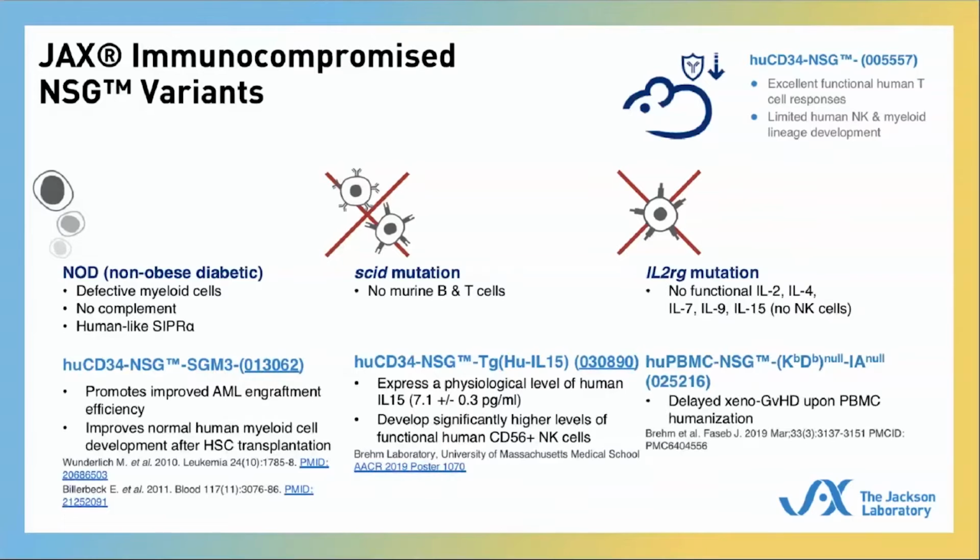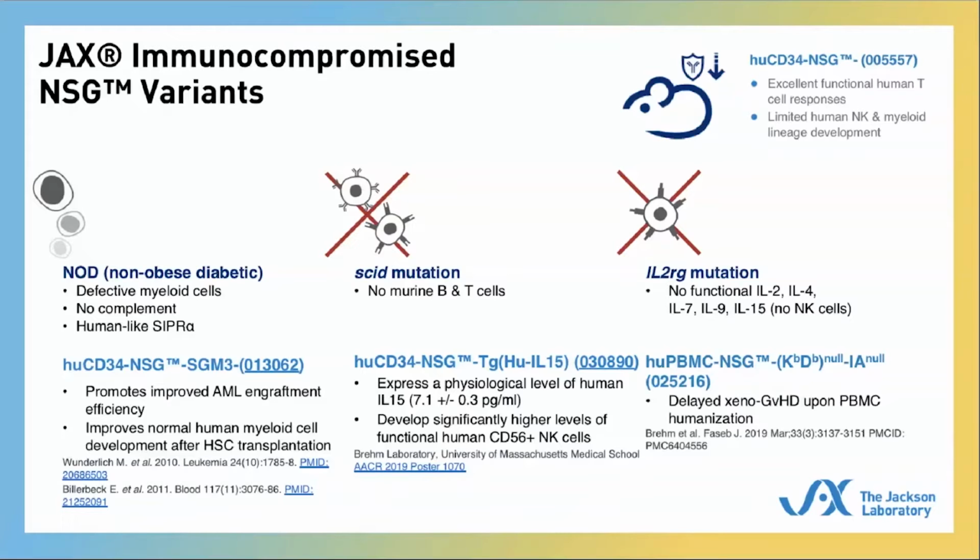As the name suggests, the N from NSG is the background of the mice. So it's a non-obese diabetic mouse, which has defective myeloid cells. It has no complement, and really critical for permitting xenograft implantation or humanization is the fact that this non-obese diabetic mouse has a SIRP alpha polymorphism, which makes it human-like. So that's important when those SIRP alpha expressing cells interact with macrophages that express CD47. That is really a do not eat me signal. So this is very important in permitting humanization.